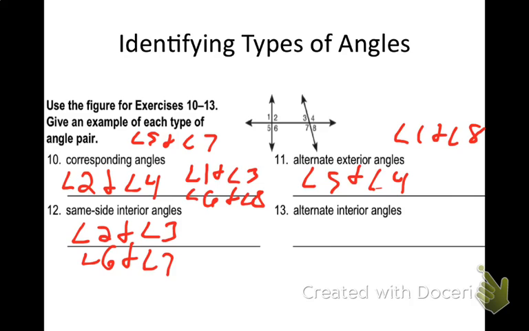Good work. And last but not least, we have alternate interior angles. Give me an example of alternate interior angles, Ryan. Angle 6 and angle 3. And angle 2 and angle 7. Nice job, Jess.